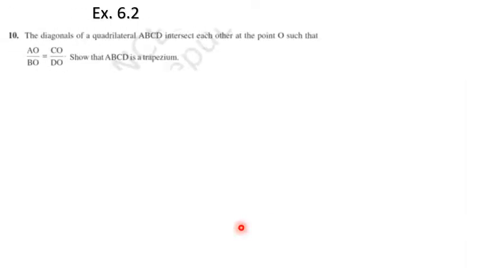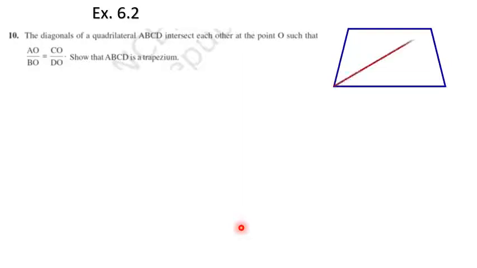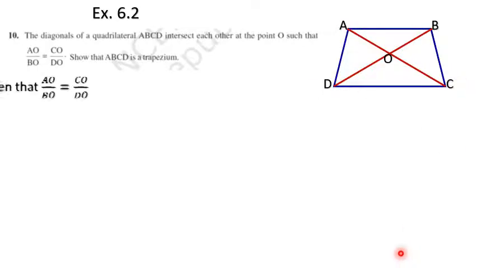Now the last question in this exercise. The diagonals of a quadrilateral ABCD intersect each other at the point O such that AO by BO equal to CO by DO. Show that ABCD is a trapezium. So let us draw the trapezium. Diagonals and diagonals meet at O, and it is given AO by BO is equal to CO by DO. It is given. We need to prove this is a trapezium. So that means AB parallel CD we have to prove.